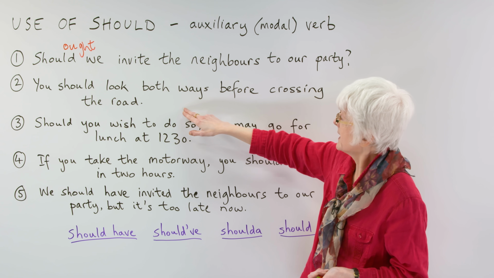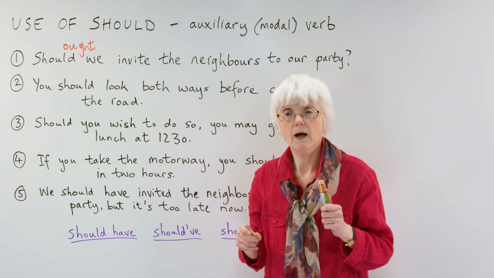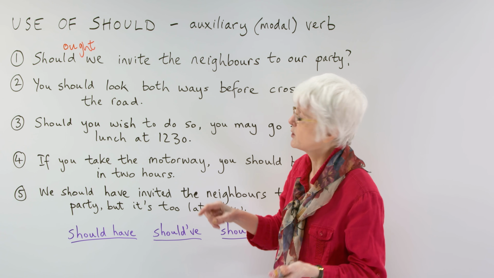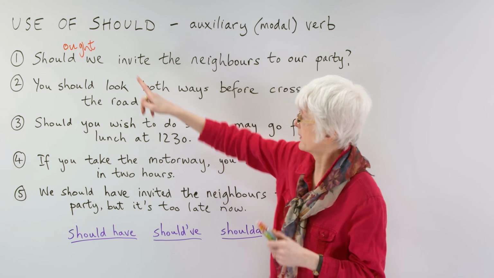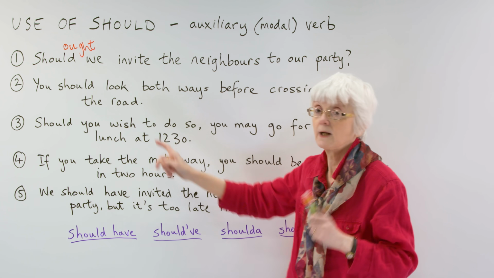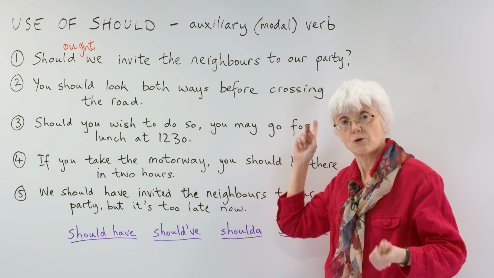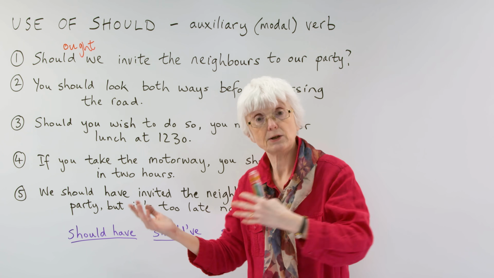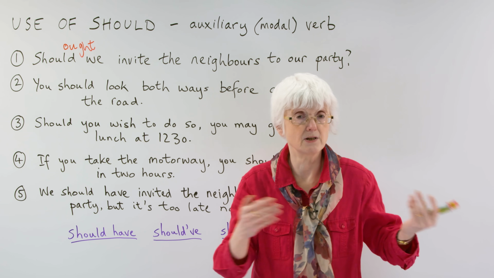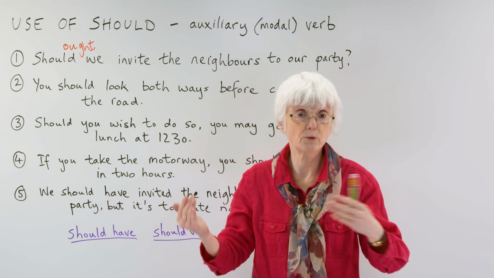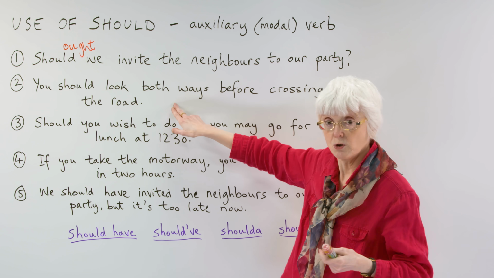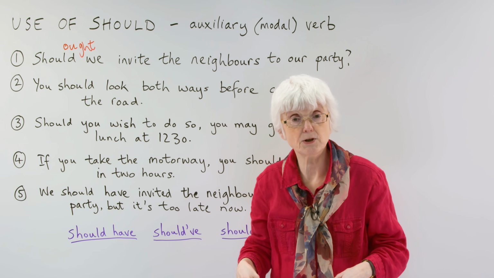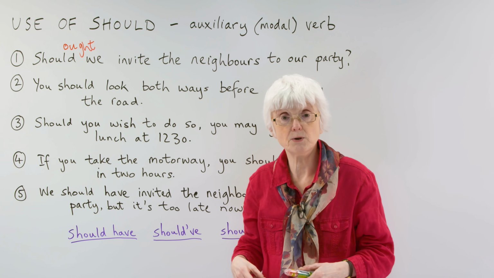Second sentence is when you're telling someone what is a sensible thing to do, what is a good idea to do. You should, what you ought to do again. You ought to, you should look both ways before crossing the road. You have to look to see, is there any traffic? Are there cars coming, buses? To be safe, you have to look both ways. So you should look both ways before crossing the road. It's a sensible thing to do. It's the right thing to do.